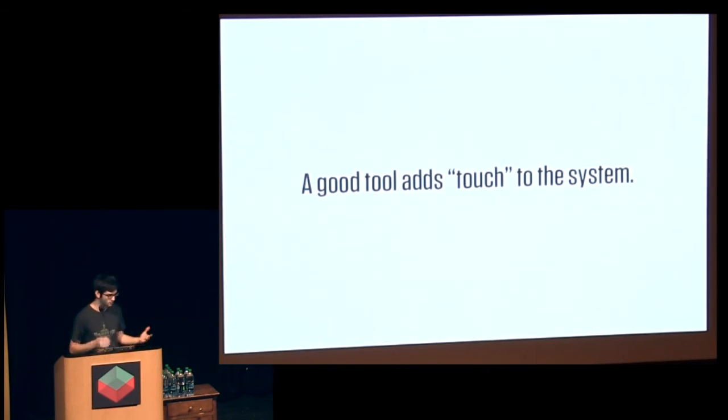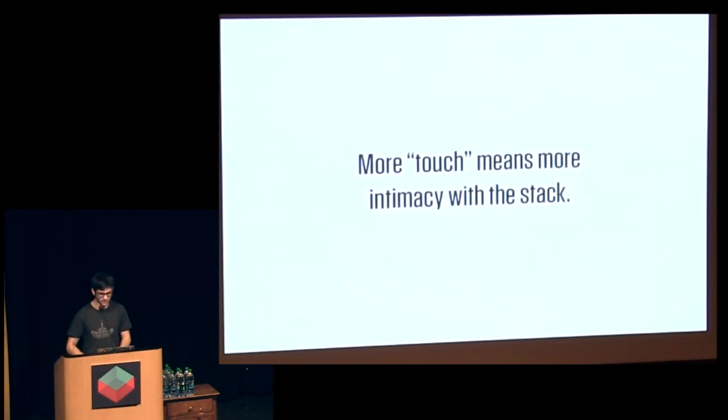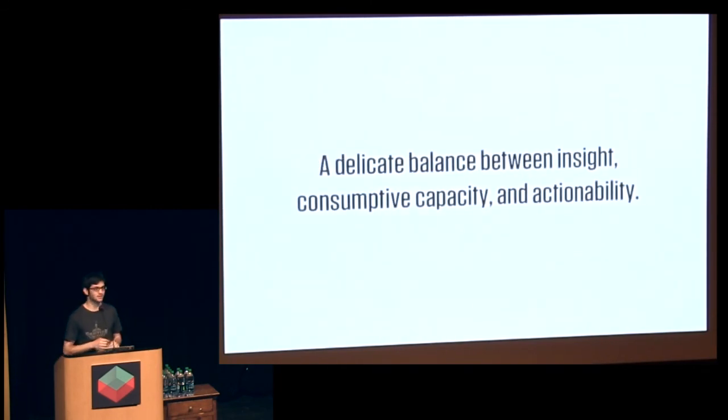And with any kind of thing that you normally use, like your computer, you have touch for it, because you know it, and you can absentmindedly be aware of it. And so a good tool adds that. With SuperGrep, you leave it off to the side and you kind of just have a finger on it. You're aware of what it normally feels like, and you let your own unconscious tell you about it when it messes up. So more touch means more intimacy with the stack, which means you know what's going on with it, and you can fix it.